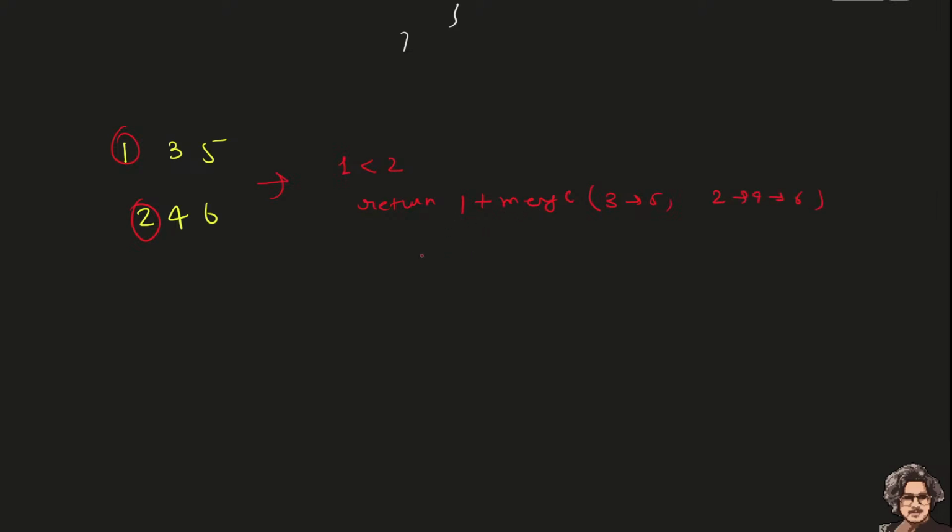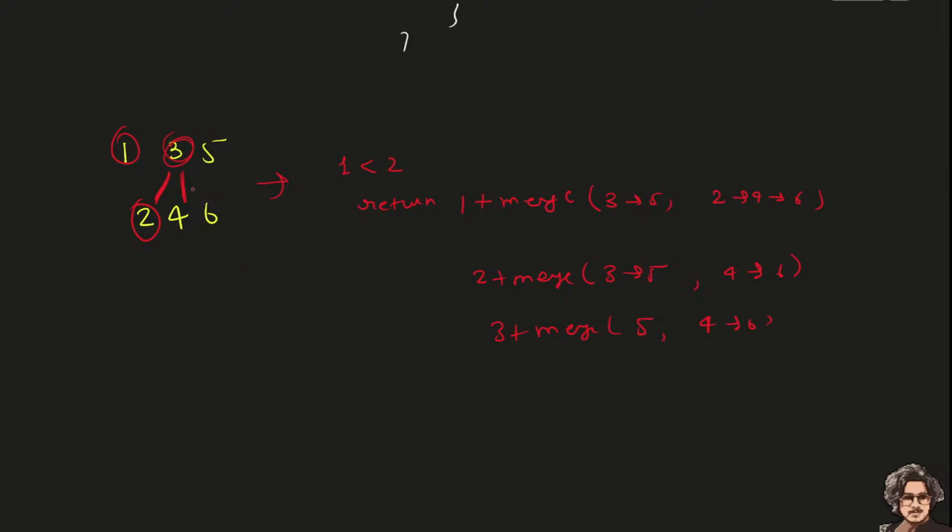Now we have 1. Now we have to compare between 3 and 2. Which one is greater? 2. So we can write 2 plus merge, and we have 3 5, and now it will be 4 6. Now we move to the next part and compare. We are at this position, comparing with the 4. So in that case 3 merge, we are left with the 5, and this will remain 4 and 6.